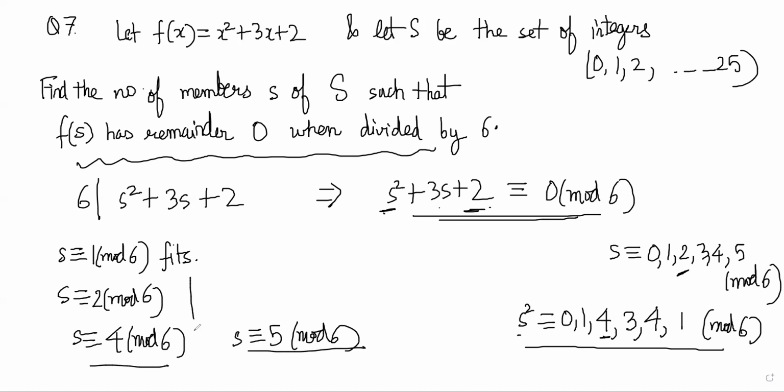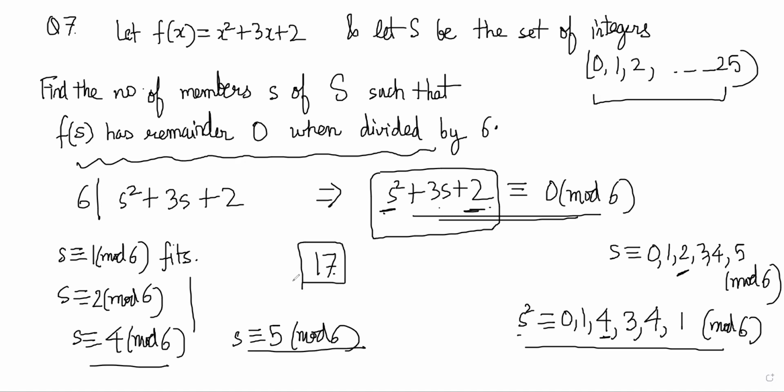In all of these cases, you will get that 6 divides the s square plus 3s plus 2 expression, right? So because of these 4 cases working, we just have to count how many elements of these types are present in the set 0 to 25, right? So you will realize that the total number of such elements is 17. You can do a direct count, or you can eliminate the cases of 0 mod 6 and 5 mod 6, because those are the only two cases of numbers which are not satisfying this relation, correct? A pretty easy idea once you know what we are doing in quadratic residues.